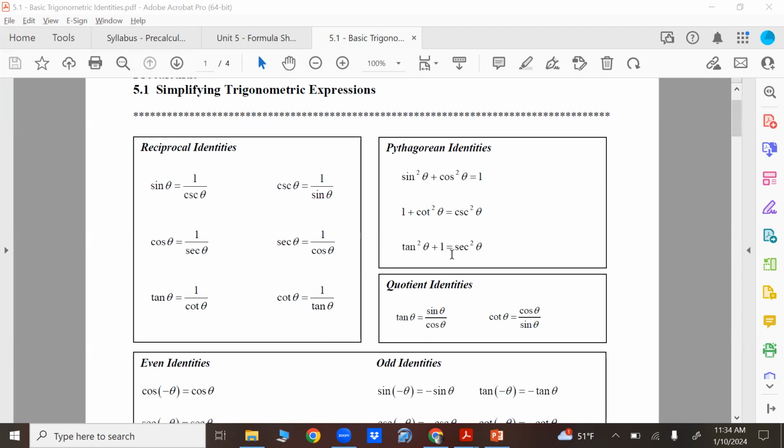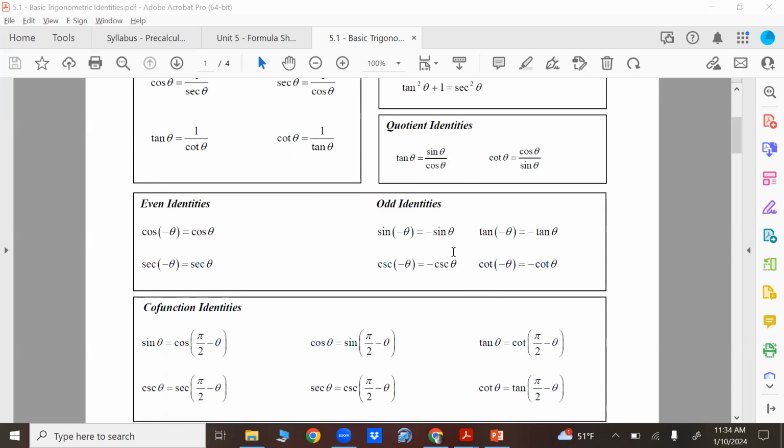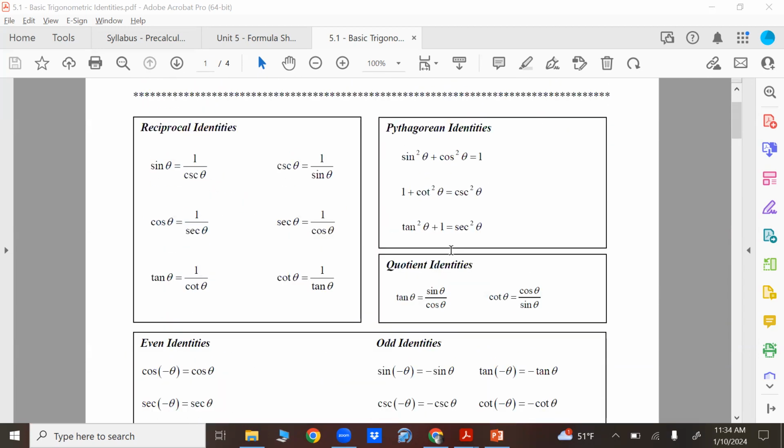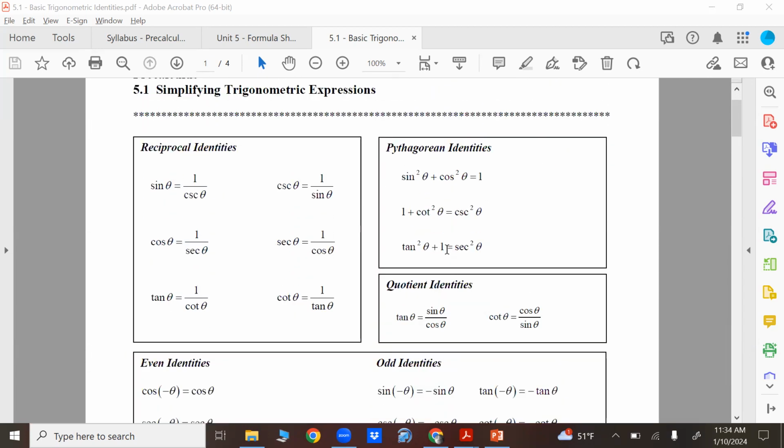Pythagorean trig identities are right here. Quotient identities we talked about. Even-odd identities, cofunction identities. You know, actually, we do have an opportunity where I could talk about the Pythagorean trig identities. I'll do this right on my screen. So let's backtrack a little bit. Let's go back to the unit circle.